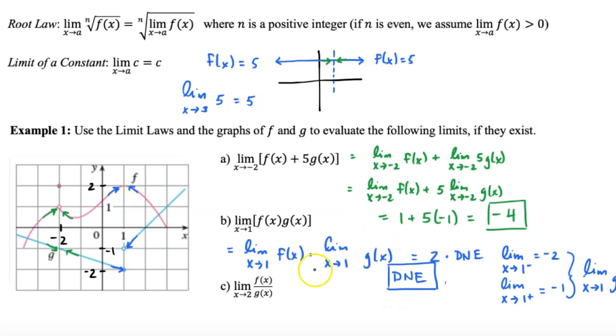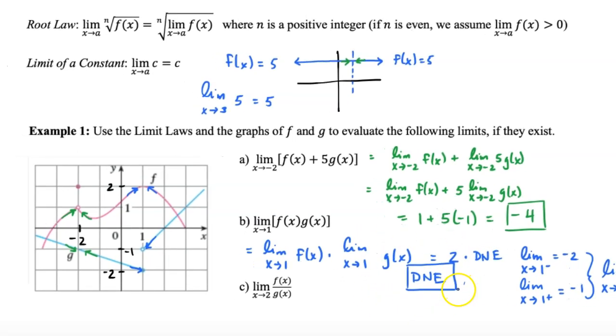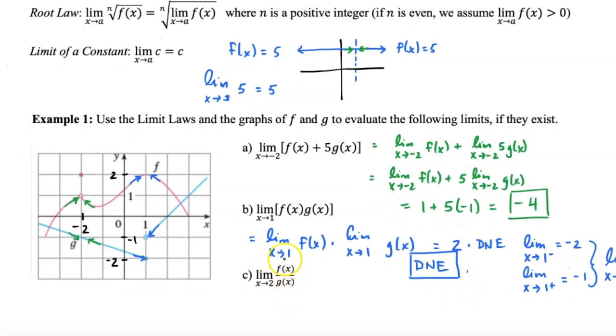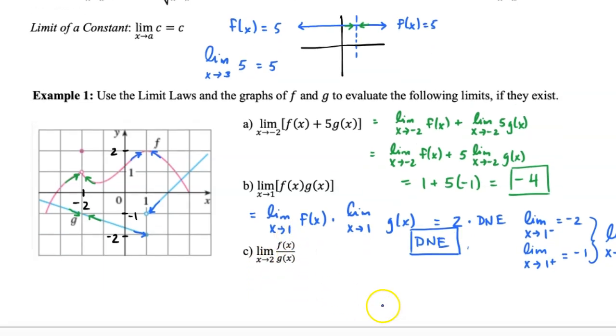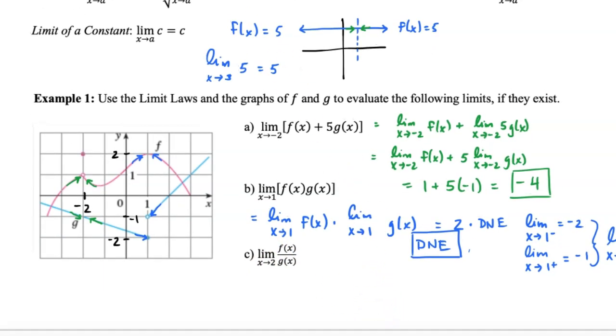If one of these limits doesn't exist and we're taking the product of a limit that exists and then something that doesn't exist, then our limit just does not exist. Okay, now we've got the quotient rule. So we are taking the limit as x approaches 2 of f of x divided by g of x. And we know, thanks to our rules, that we can split this up.